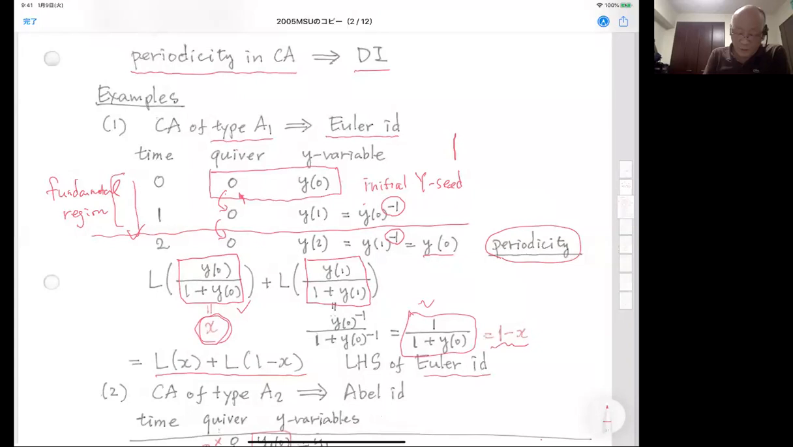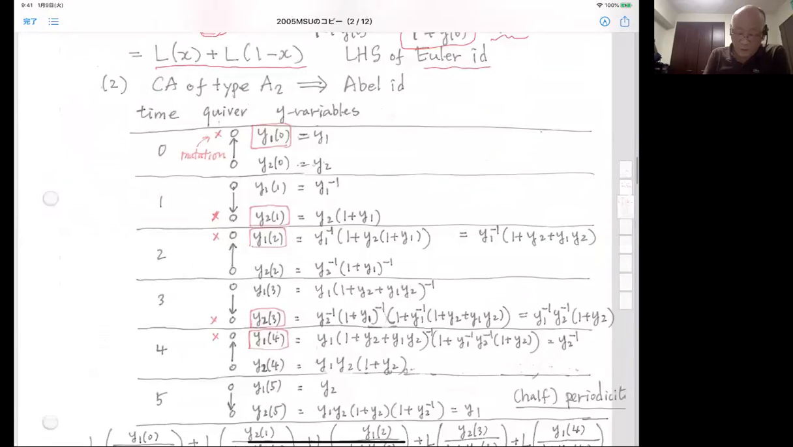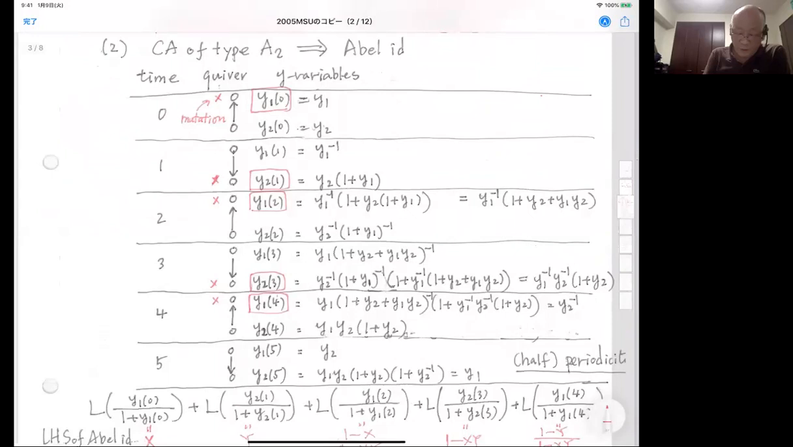And I do the same thing for the Abel identity. Here I use the cluster algebra of type A2, so it is a more elaborate calculation. Once again, we consider an initial Y-seed with a quiver of type A2. It is the Dynkin diagram of type A2 if you forget the direction of this arrow. We attach to each vertex what is called a Y-variable. Y1 and Y2 is a simplified notation for the initial Y-variables.